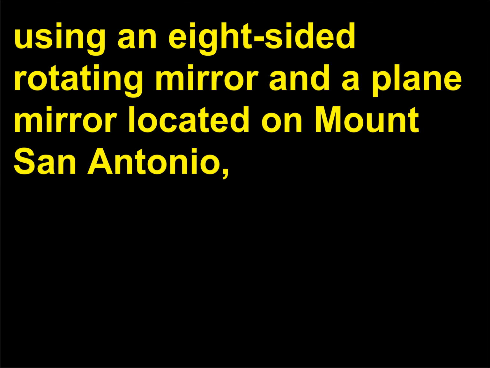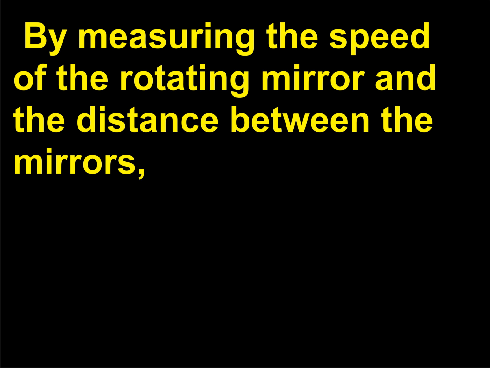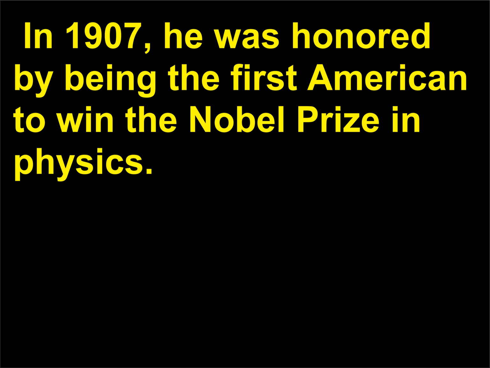Using an 8-sided rotating mirror and a plane mirror located on Mount San Antonio, 35 kilometers, 114,800 feet, away from the source on Mount Wilson in California. By measuring the speed of the rotating mirror and the distance between the mirrors, Michelson made the most accurate measurement of the speed of light to that date. In 1907, he was honored by being the first American to win the Nobel Prize in Physics.